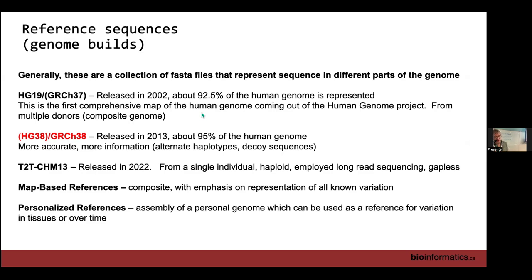But there's been further developments on it, which we've not migrated over to yet, mostly because a lot of the support work of annotation, finding information about what's on those new builds, is becoming more and more available. The most exciting thing was this thing called T2T, telomere to telomere. This was released just a couple of years ago. And this really is the point of having 100% of the human genome. They've sequenced all of it.